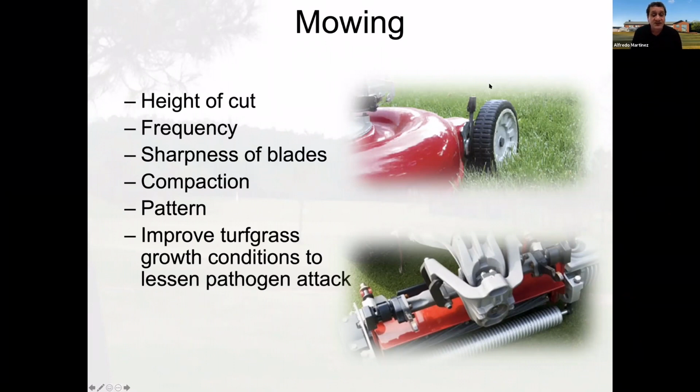Compaction, frequency, sharpness of the blades. Again, when we're cutting, we're causing injuries. Therefore, some pathogens may be penetrating into those open wounds. Mowing patterns and compaction kind of go together, because if you compact the soil, the roots are not going to be well developed. Water is going to collect there, there is no oxygen in the root system, and therefore disease can ensue.